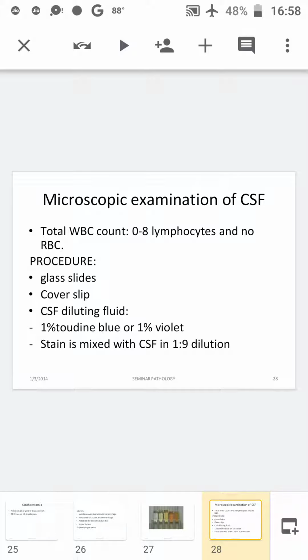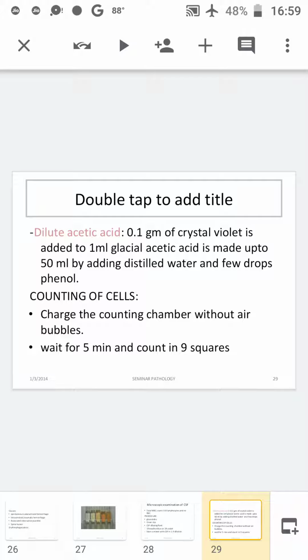Now, coming to the microscopic examination, normally the WBC count should be 0 to 5 cells and all the cells should be lymphocytes. So, how will you count the CSF cells? Take the CSF sample, mix it and dilute it with the diluting acid in the ratio 9:1. Charge it in the Neubauer chamber, and in the Neubauer chamber you have to count the 9 squares.